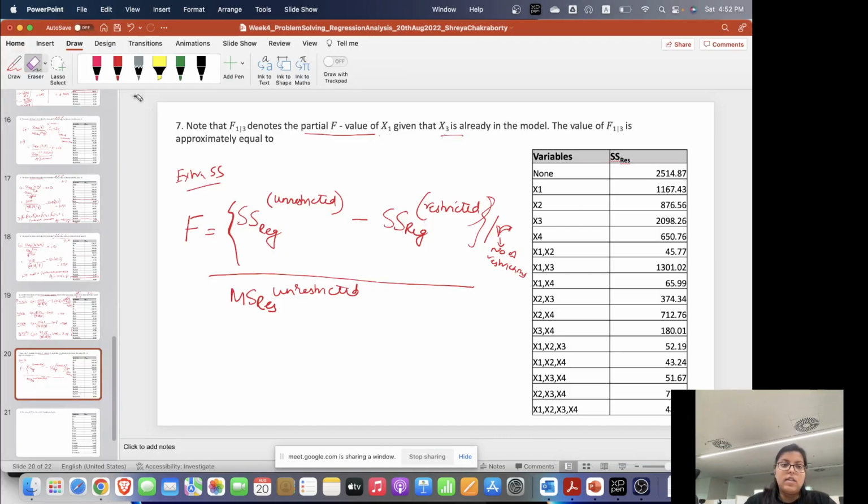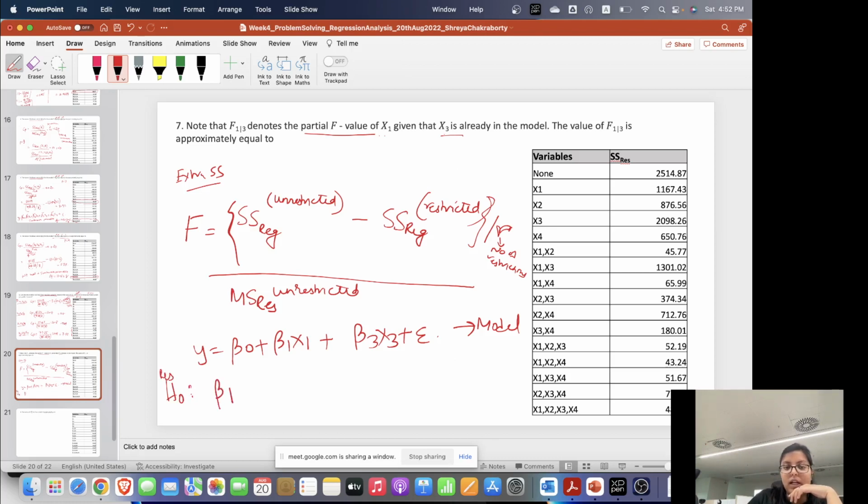As I was saying, our model in this case would be beta naught plus beta 1 x1 plus beta 3 x3 plus epsilon. This is our model, because we want to find out whether this partial x1 given x3 is of any significance or not. So the H naught in our model, or the restriction, was beta 1 equal to 0.